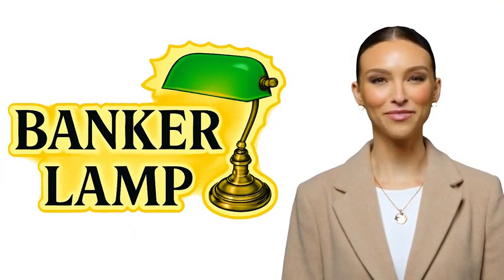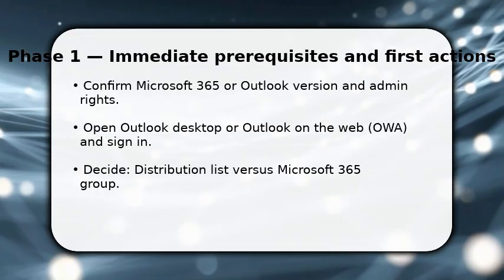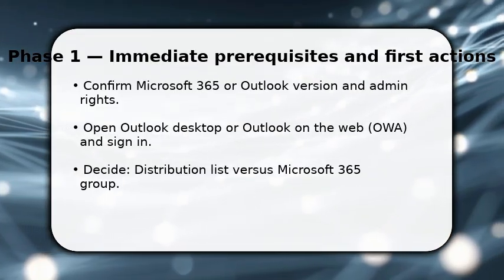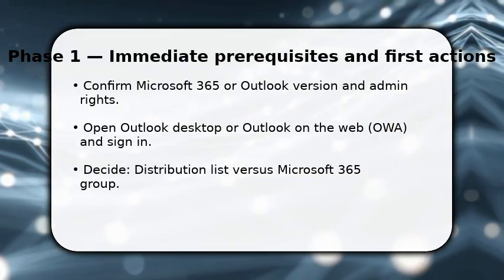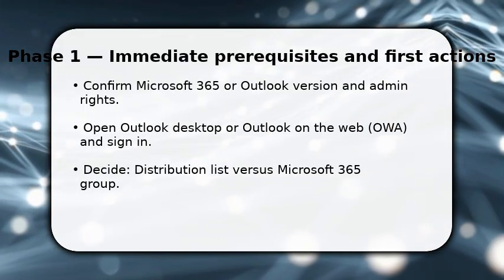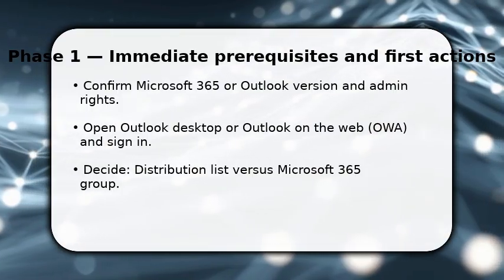Please enjoy the video. You start by confirming you have the right account and permissions. This matters because only licensed or admin users can create certain groups. Open Outlook Desktop or Outlook on the web and sign in with the work or school account.